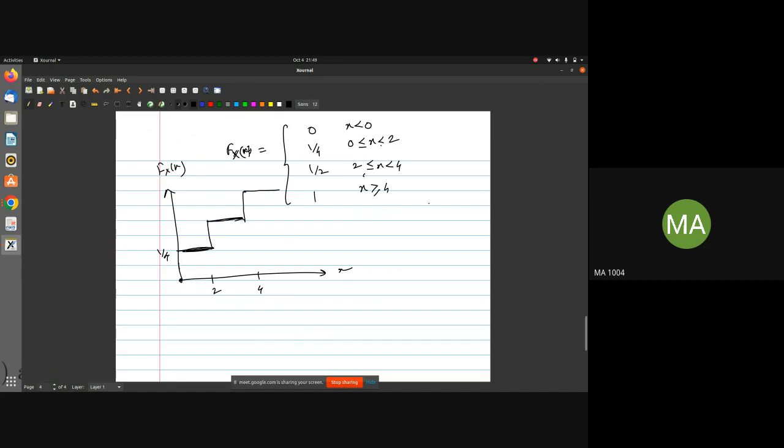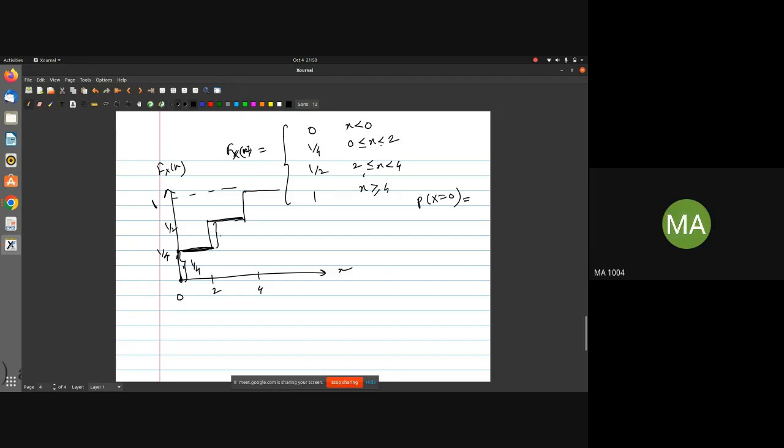Now I wanted to find the probability that X equals 0. At X equals 0, how do we find the probability? It should be 1/4; from the question it's clear. What is the height, what is this jump? It's 1 by 4.